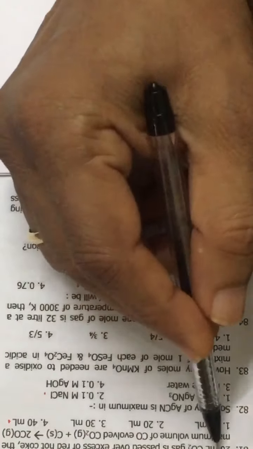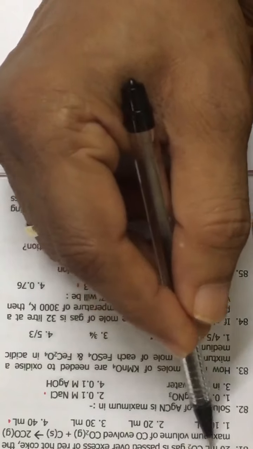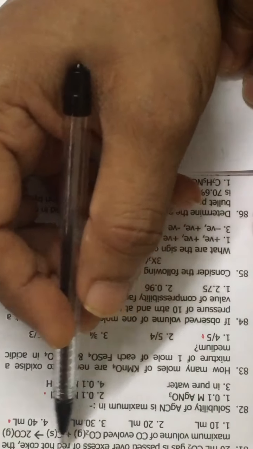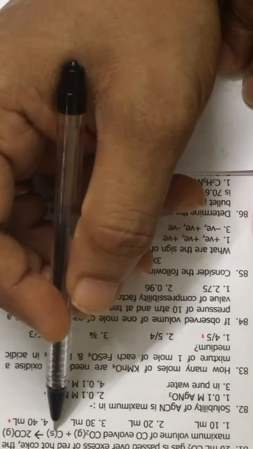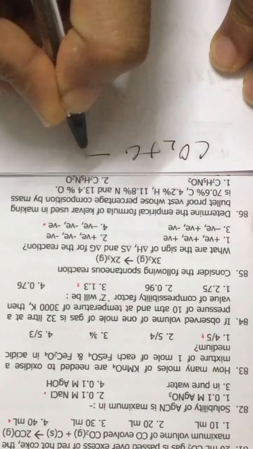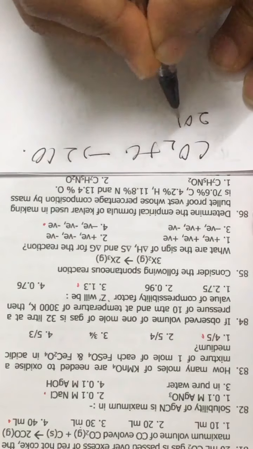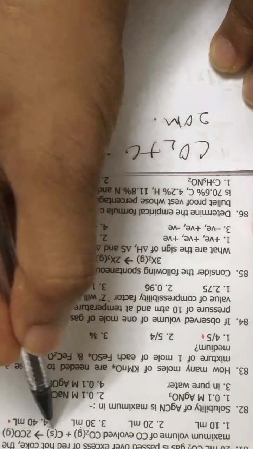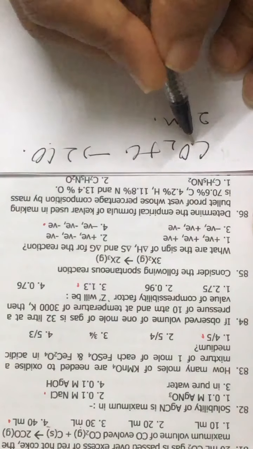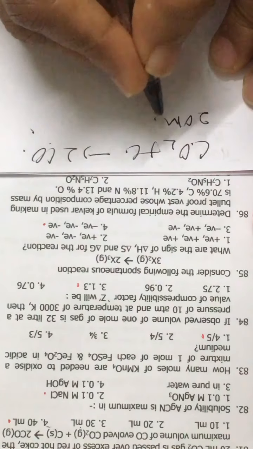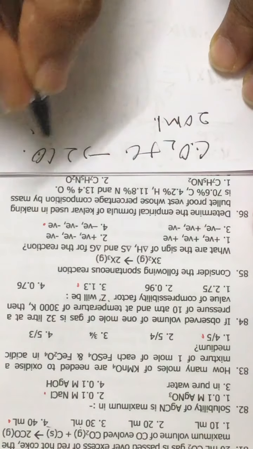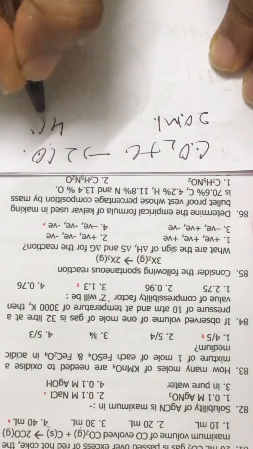Look at question number 81. 20 ml CO2 is passed over red hot coke and the reaction is given. It is CO2 plus carbon, that is equal to twice of CO. Now this was 20 ml. Alright, the volume of CO evolved. So it is very simple. We get double the volume. If it is 20 ml, 1 mole is producing 2 moles. So 20 ml will produce 40 ml.